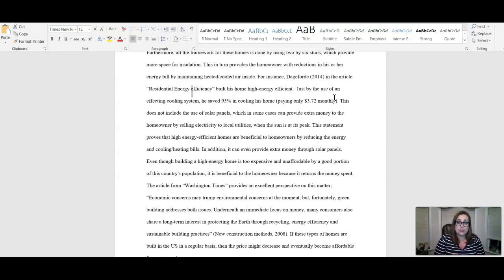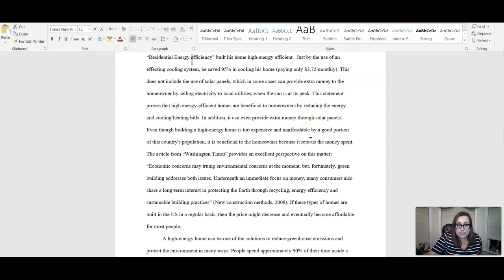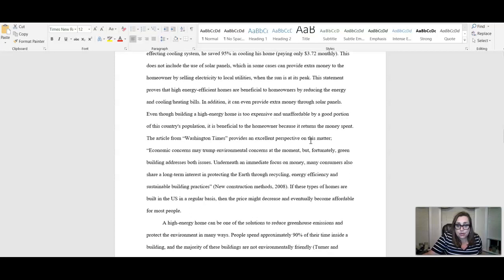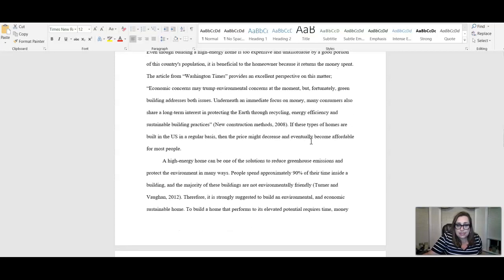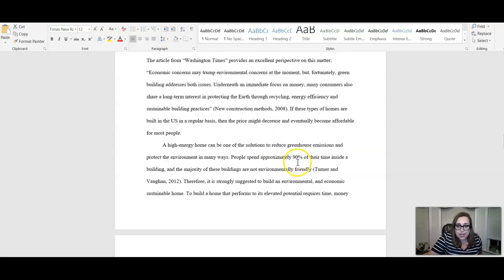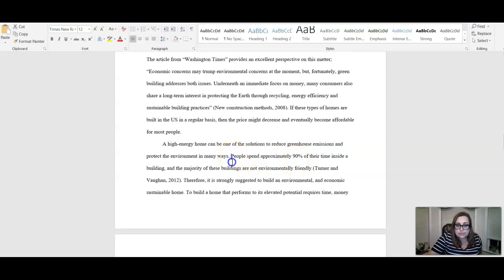Anytime you use anyone else's words, you have to identify it with in-text citations or identification in the phrasing of the information. So in this case, this is why he doesn't have an in-text citation. I'm going to see if there's another place for an in-text citation. This student was pretty savvy. Okay, here we go. This sentence here, you can see that people spend approximately 90% of their time inside a building, and the majority of these buildings are not environmentally friendly.